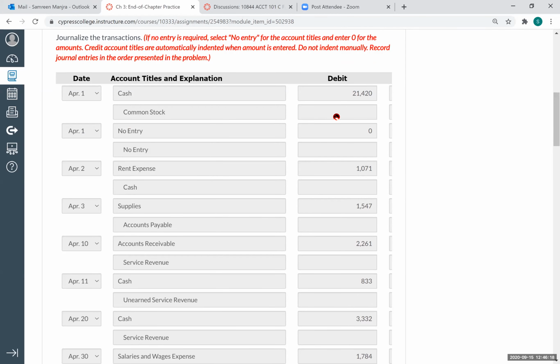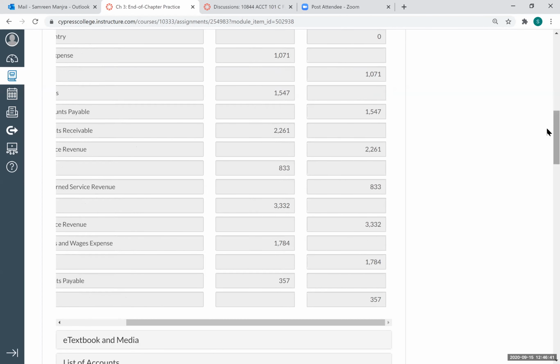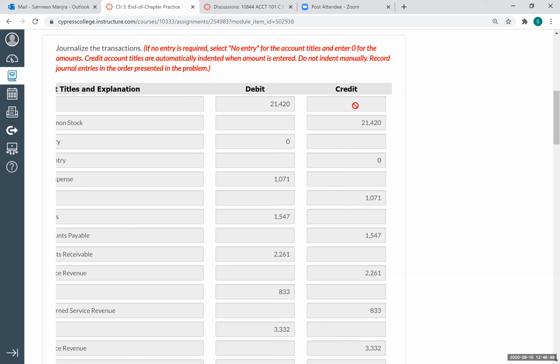In this problem, we need to include the date of the transaction, the account title. So what are the accounts that are being impacted? For the purpose of this exercise, we do not need to include an explanation. We would also include the amount that is being debited and the amount that is being credited. So we will include those amounts. You'll notice that if an amount does not impact a credit, you would leave that area blank. And if it does not impact a debit, you would leave that area blank.